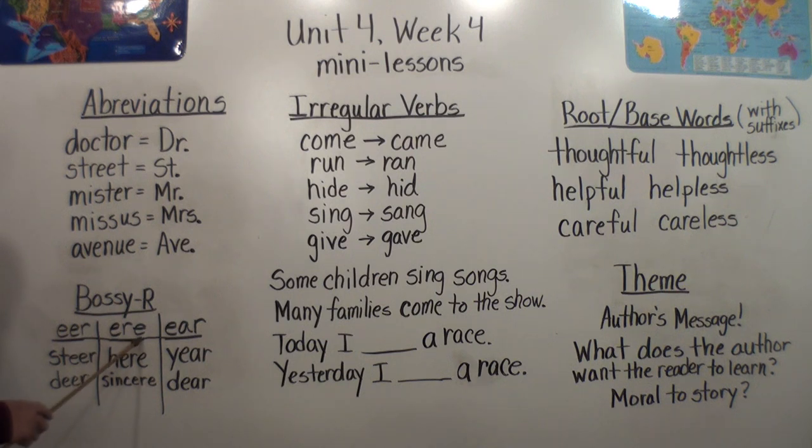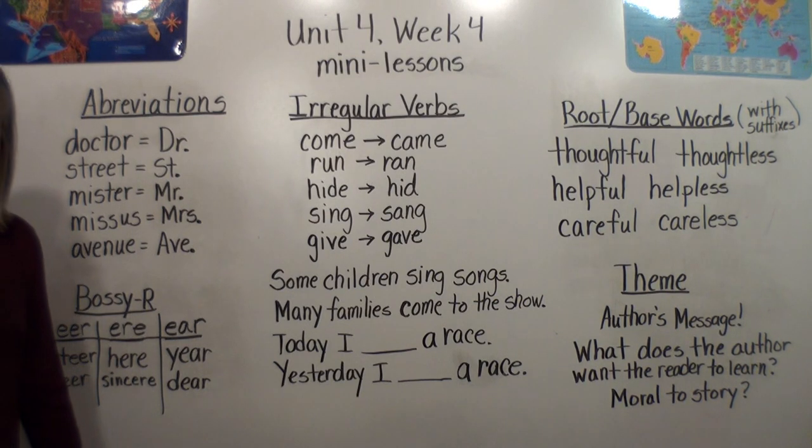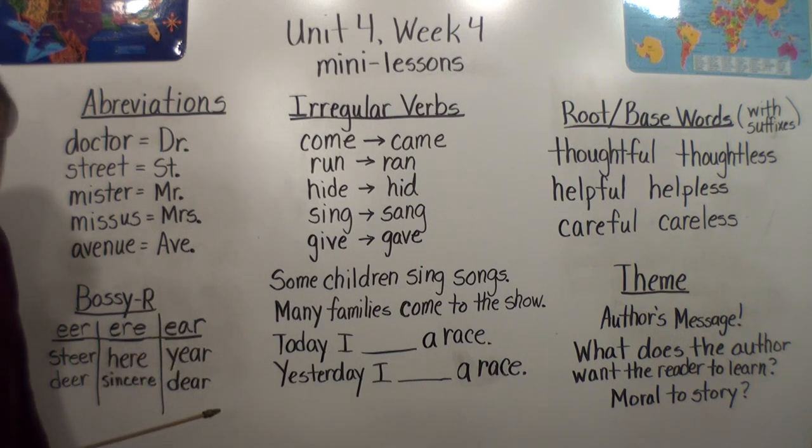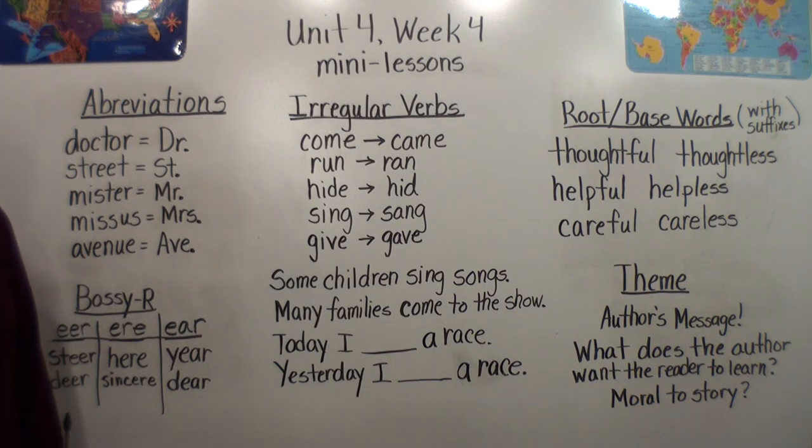When we have silent E, like in E-R-E, the silent E is stronger than bossy R. So the first E is allowed to say its sound. And so this says ear, like in hear and sincere. And then our final way to spell ear is E-A-R, ear. And that has the vowel team E-A. So we hear the E, ear. And that really is a word, like your ear.